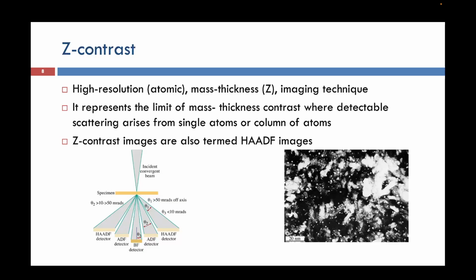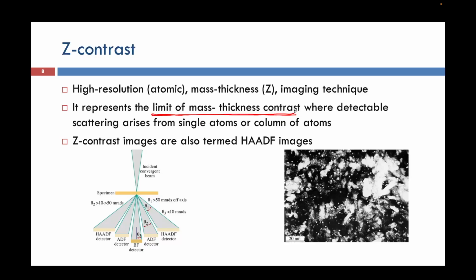When we want to see the contrast that is coming due to mass thickness, and we want to go to an extremely high resolution, then we go for this Z contrast. This Z contrast actually represents the limit of mass thickness contrast, where detectable scattering arises from a single atom or column. That is what Z contrast means.